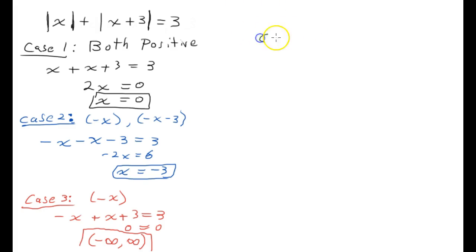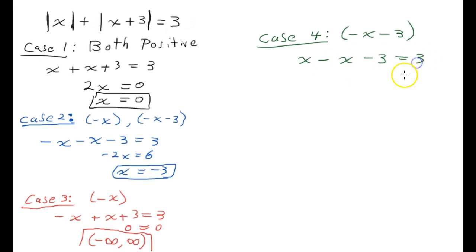Okay, the last one, case 4. And in case 4, we will just let the second expression be the opposite sign. So negative x and negative 3. So we have positive x here to start this part, and then minus x minus 3 equals 3. The x's will cancel out, we'll get 0, and we add 3 to each side, we get 0 equals 6. Well, that's no real solution, so we can throw that out.